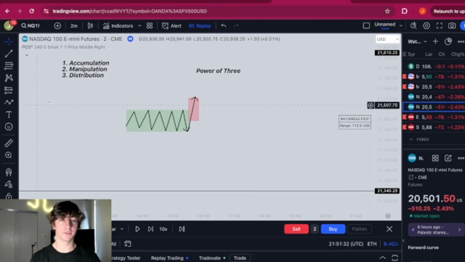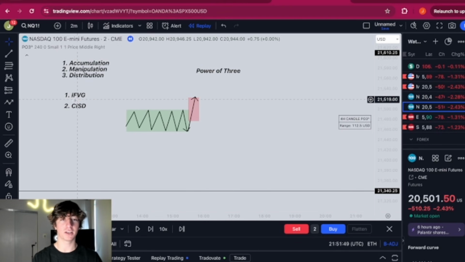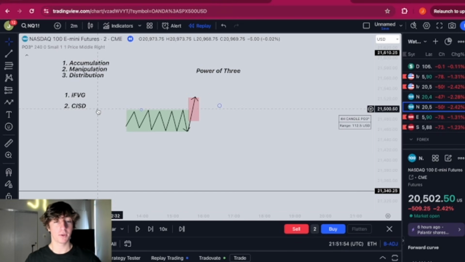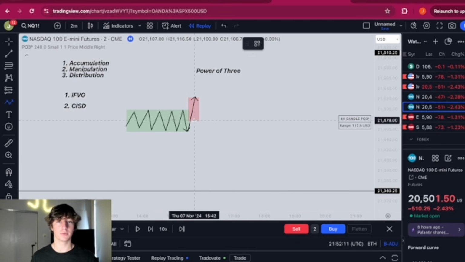You want to wait for one of two things. One, IFVG, and 2, CISD. So this is a fair value gap getting inversed. This is a change in state of delivery. We will go over these two things later in the bootcamp. That will actually be my next thread, these entry confirmations after the first PO3 thread. But essentially what those are, just reversal confirmations, confirmation that bullish structure is being broken, and we can actually continue back to the downside here.